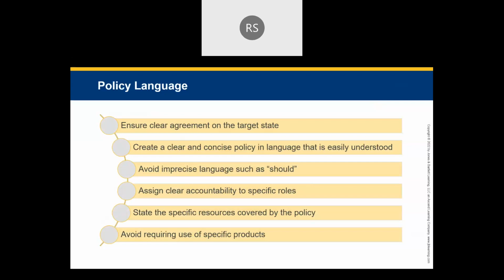Your policy document should be written in a language that's easily understood by the intended audience. So you want to avoid technological jargon and complex terminology that may confuse the readers. You want to use simple and straightforward language to communicate the expectations and requirements of the policy. You also want to avoid imprecise language. To prevent any confusion, it's important to avoid using imprecise language, such as should or the word may, when specifying requirements. Instead, use language that clearly states what is expected, such as the word must or shall. This helps establish clear accountability and ensures that the policy is enforceable.